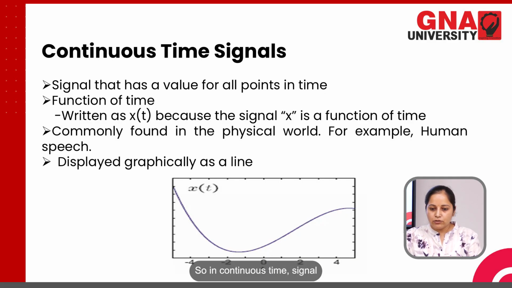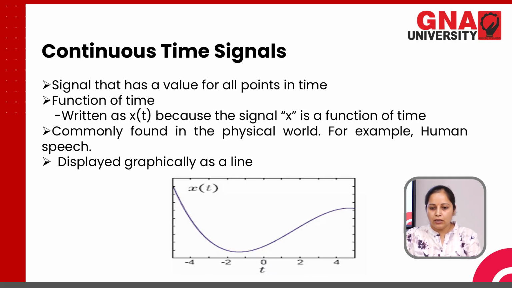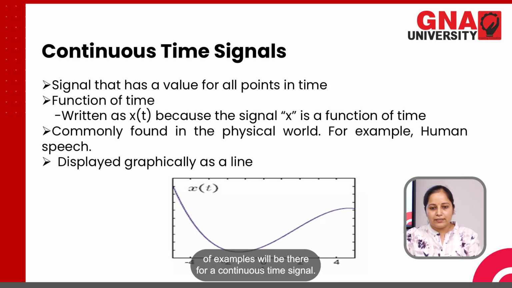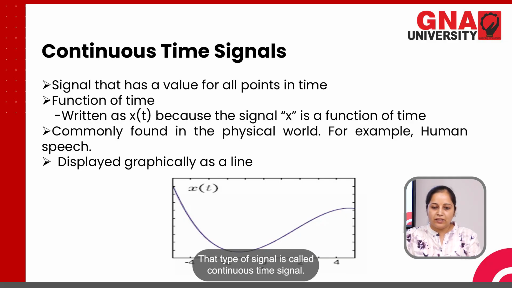So a continuous time signal is represented as x of t. Instead of x, we can take any other variable as a function. So here signal x is a function of time. There are different types of examples for a continuous time signal. A signal in which there is no break, that flows continuously with respect to time, is called a continuous time signal.